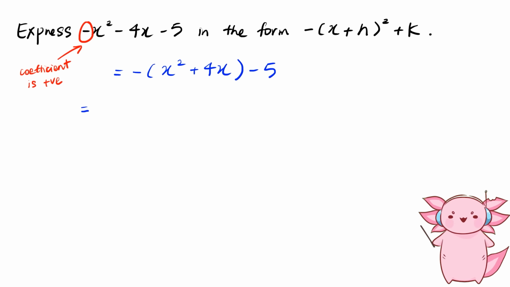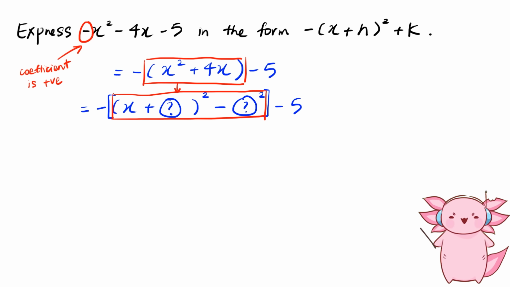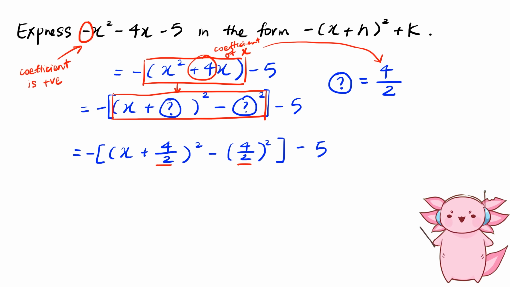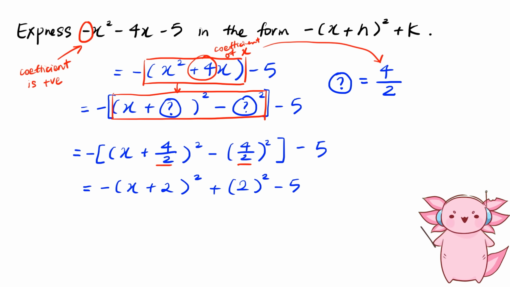Now this will be factorized into x plus something squared minus something squared. This something is just the coefficient of x divided by 2. So let's put 4 over 2 inside here. Now the last step is to just expand out the negative, and we can simplify this to get negative x plus 2 squared plus 9.